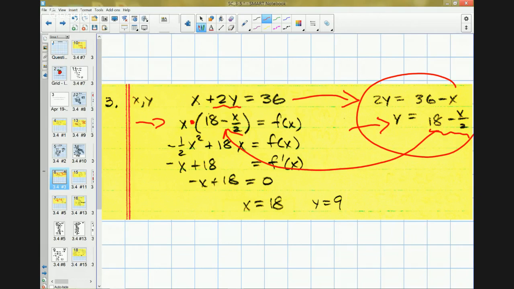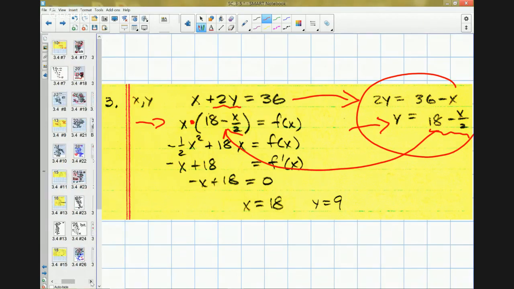So let me just pause. Is there any follow-up to that? First, ask me the question, or anybody else? That was number 3. So find two numbers where the sum of the first and twice the second is 36, and whose product is a maximum. Okay, the next one I'm going to stop off at, I was asked about number 21.